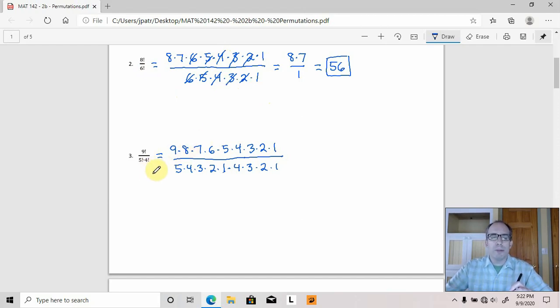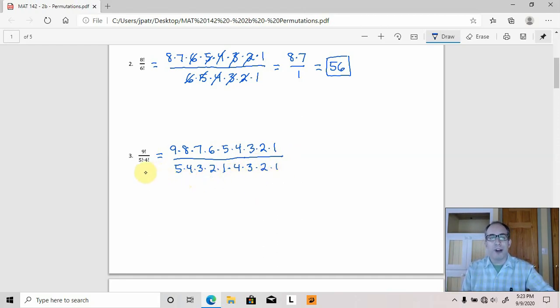What you'll end up being able to do is cancel one of the factorials entirely, and then you'd have to work at it to get rid of the other one. What I would say is get rid of the big factorial first. So even though you can see where I have the 4, 3, 2, and 1 lined up in the numerator and denominator, I'm actually not going to cancel those first.